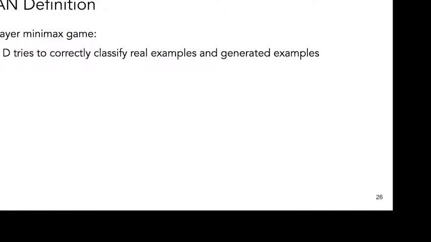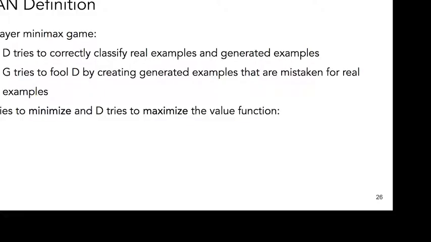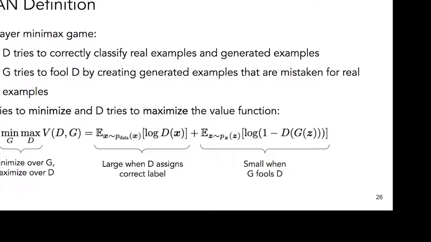So the GAN definition is this two-player minimax game. D is trying to correctly classify the examples. G is trying to fool D. So G tries to minimize and D tries to maximize our value function from before. So this is just everything we've seen. So this notation means that we want to choose G to minimize this value function. We want to choose D to maximize this value function. And then this term over here, this is large when D is correct, and this is small when G fools D. So G wants this to be small, D wants this to be large, and these two different models are always competing.